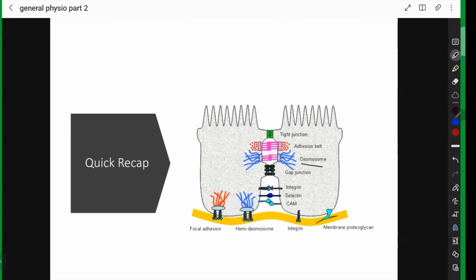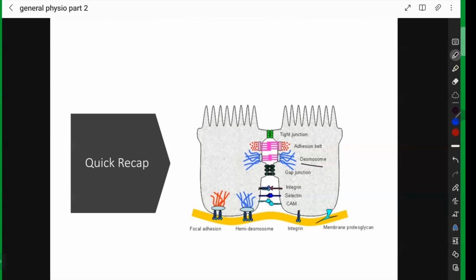Where you saw cadherin, here you are going to have a desmosome. Desmogleins and desmocollins are going to be there. An antibody produced against your desmogleins is going to lead to, you all remember what that disease is? Pemphigus vulgaris. Clear.